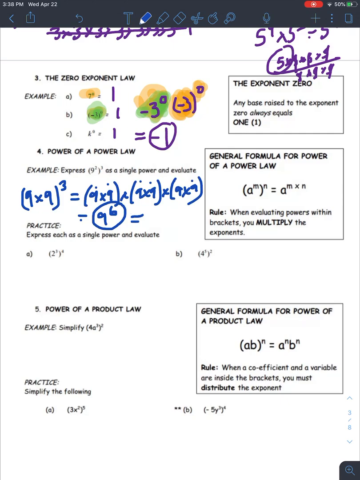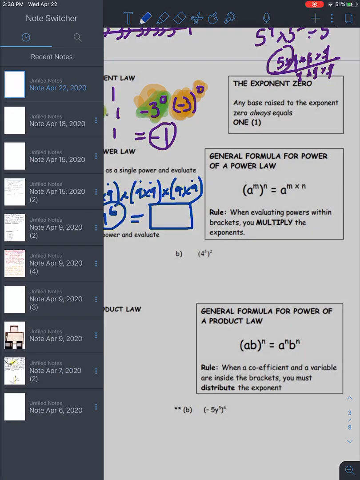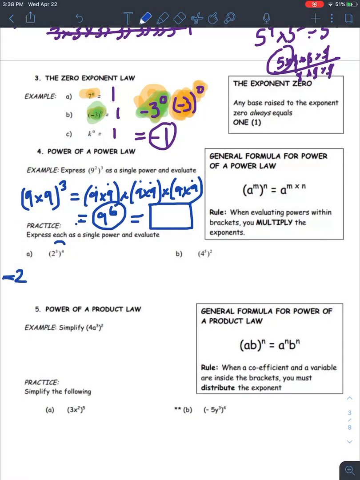Evaluate, I'm going to let you guys evaluate. That's a little too high for me without a calculator. Okay, so just put 9 to the power of 6 in your calculator. Express each as a single power. So 2 to the power of 3 is 2 to the 3 times 2 to the 3 times 2 to the 3 times 2 to the 3. We already know the answer is going to be 2 to the power of 12, but let's do it one last time, kind of by its definition.